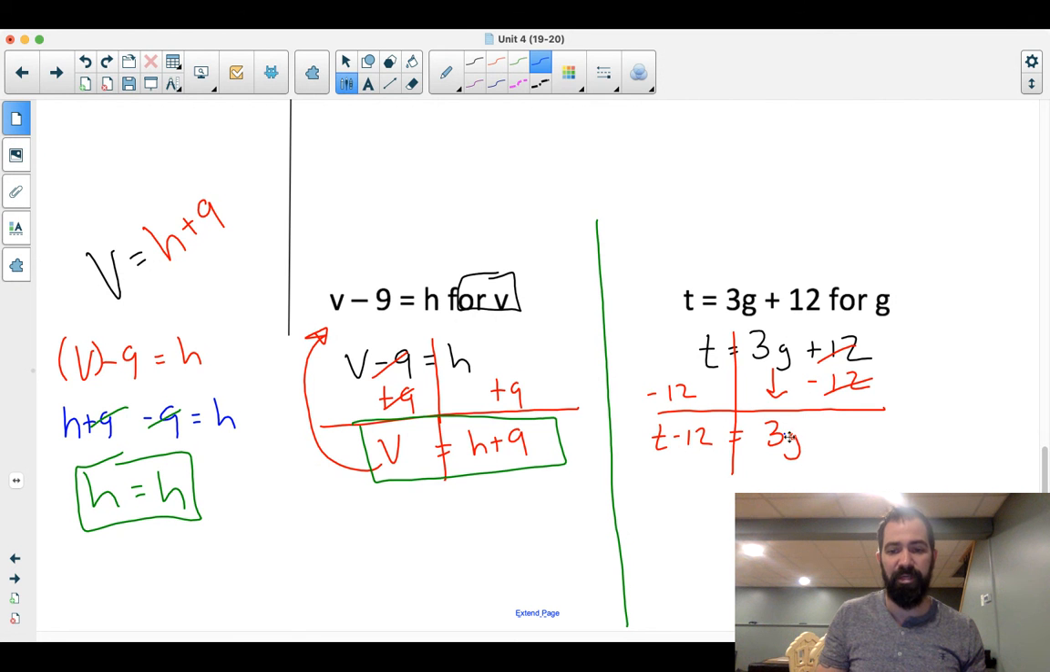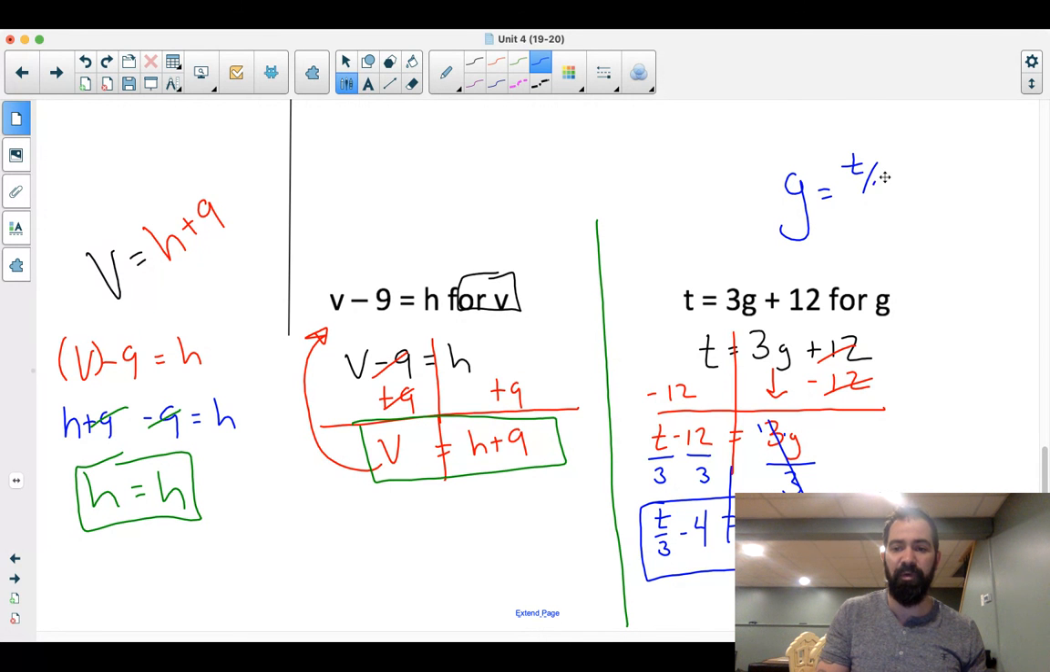Last step, 3 times G, so I have to divide by 3. And again, I'm dividing everything by 3 on that side. 3 divided by 3 is 1. I'm left with G. And that equals T divided by 3, which can't change. Minus 12 divided by 3 is 4. And you're done. G equals T divided by 3 minus 4.